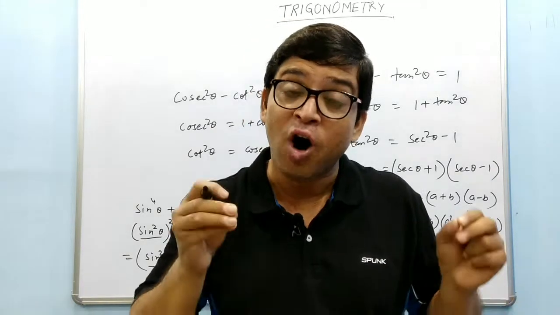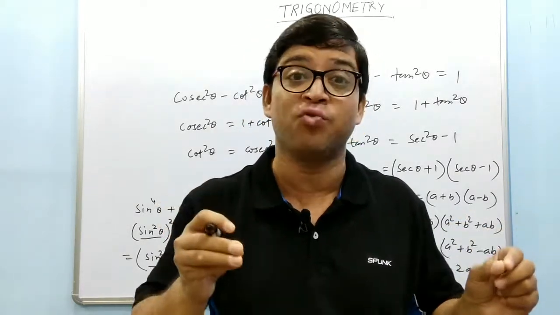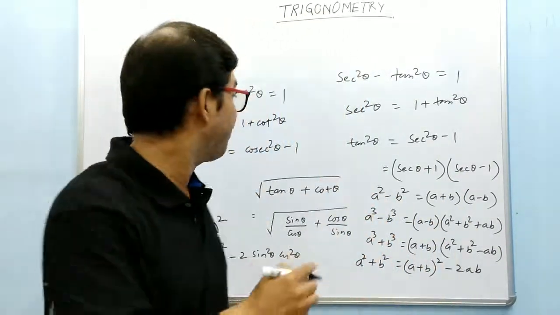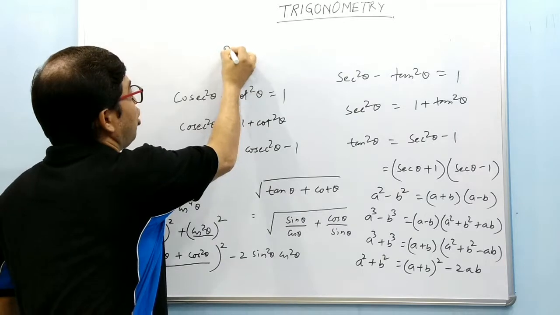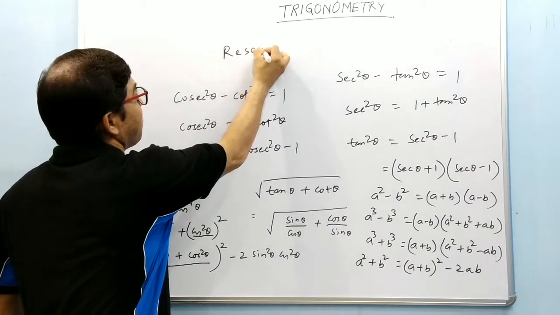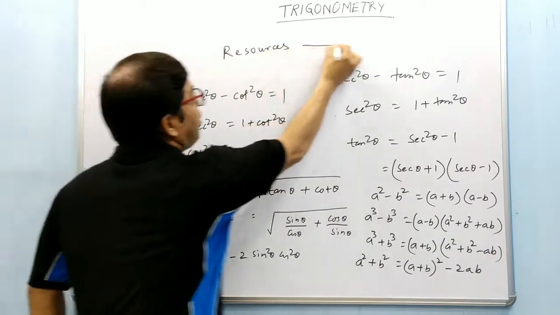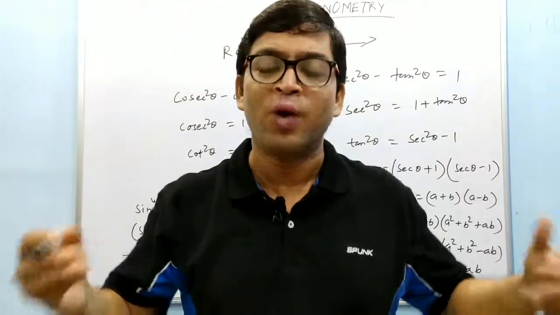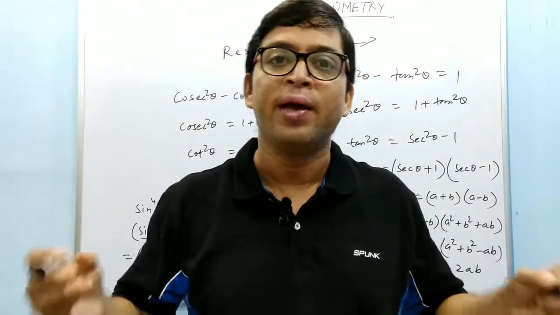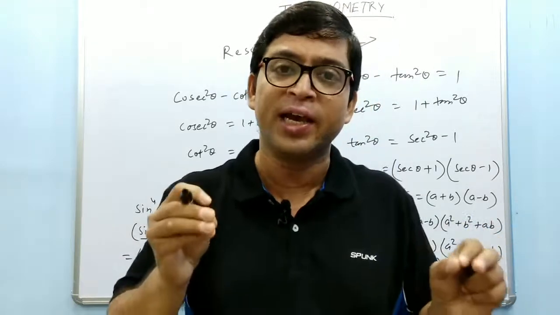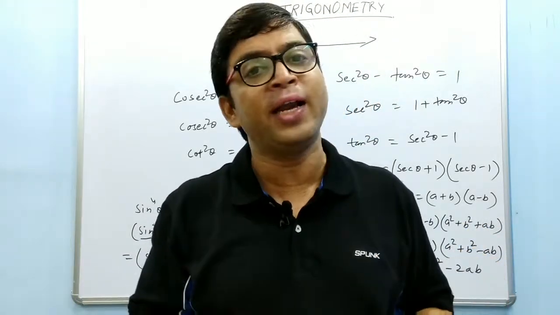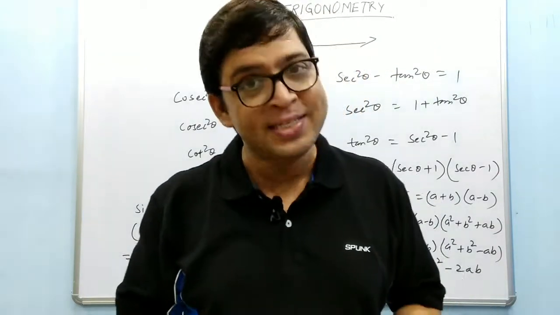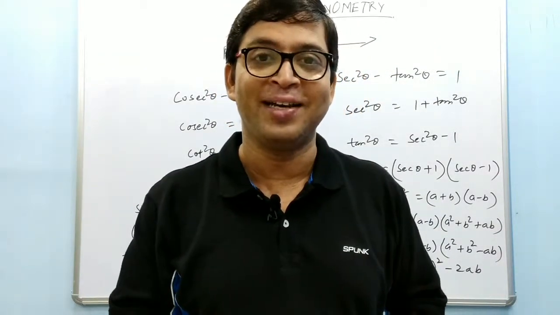One slogan I always give, and that is very useful: just keep two things in mind. What you got, what are the resources you got, firstly, you see. And what you have to obtain, what you want. What you got and what you want. If you keep this in mind and move accordingly, your things will be simpler. Hope you are understanding the basic identities of trigonometry. Thank you.